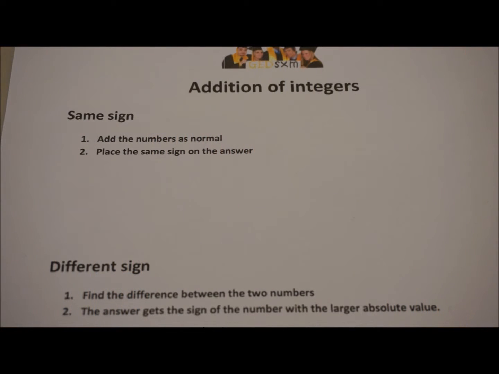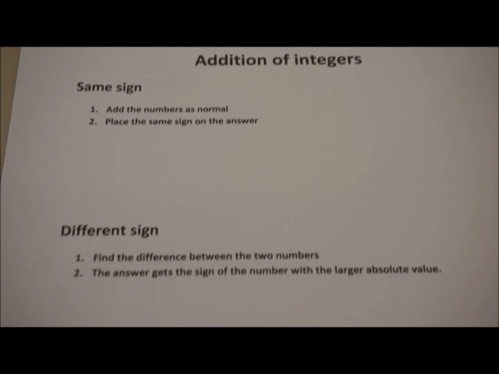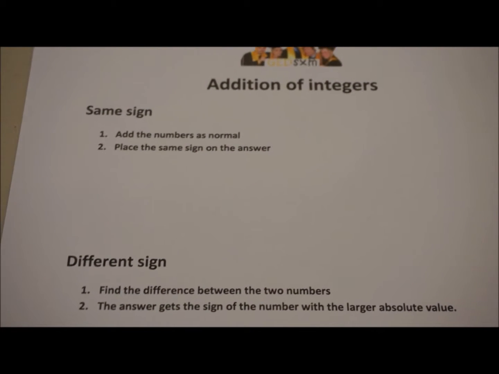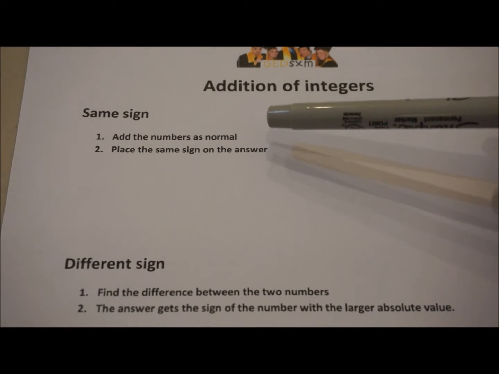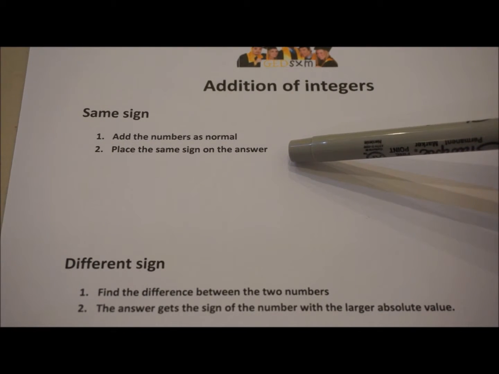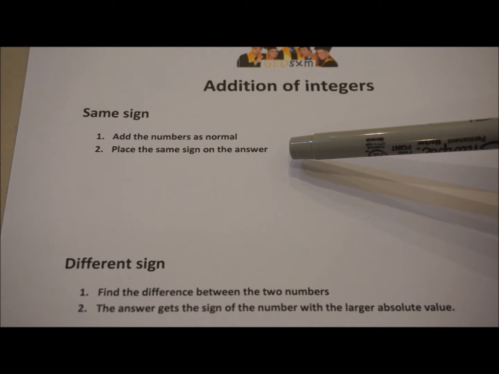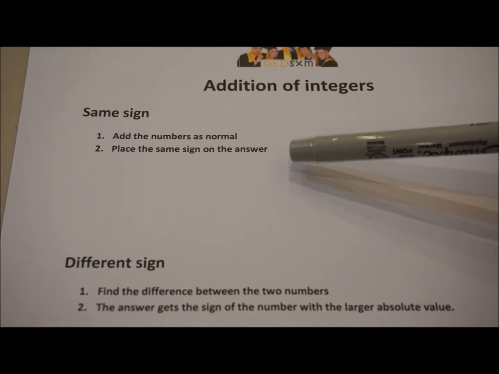Here are our rules for the addition of integers. There are two things that we can be doing once we are adding integers. We could be adding integers with the same sign or adding integers with different signs. If we are adding integers with the same sign, these are our steps. First, we need to add the numbers as normal. And then we need to place the same sign on the answer. So the signs that the numbers that you added have, that's exactly what your answer gets.